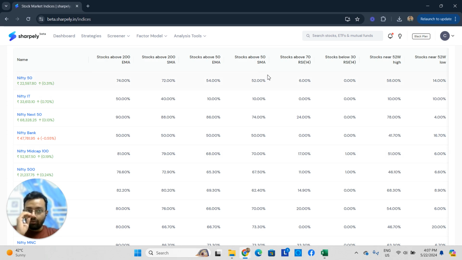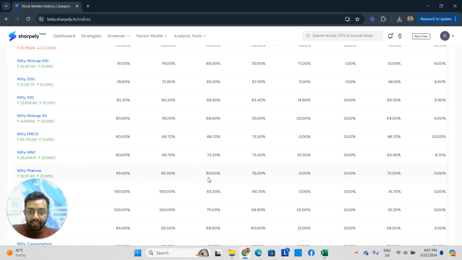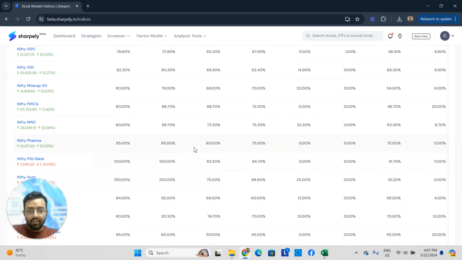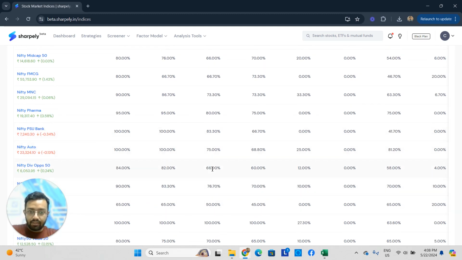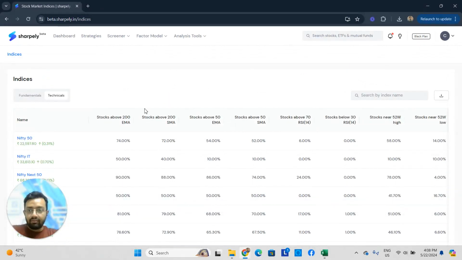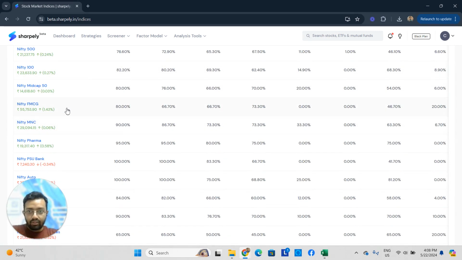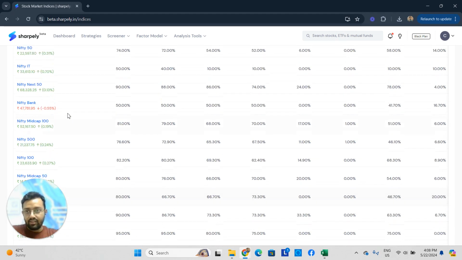So, for example, you can look at this data, stocks above 50 EMA, right? And this is the percentage of stocks. So, in some sectors like Nifty Pharma, 80% of stocks are above 50 EMA. So, there is strong momentum right now in this pharma space, in PSU bank space, right? So you can look at these technical data points and find the strong sectors, strong pockets of market. So if any sectoral index has strong data, then that sector may be in the tailwinds.